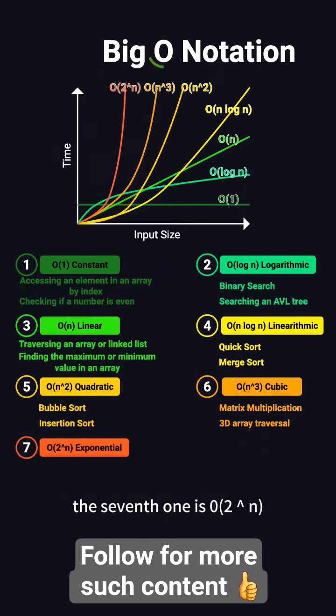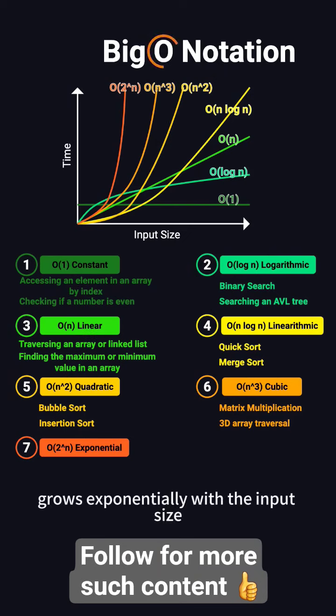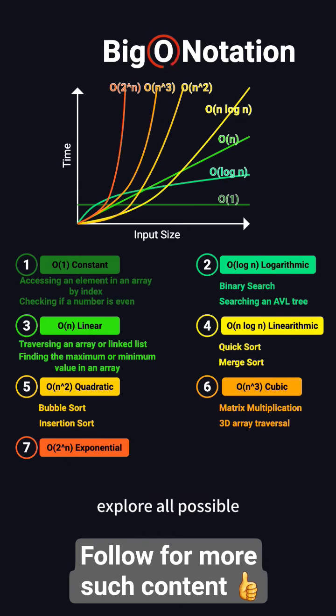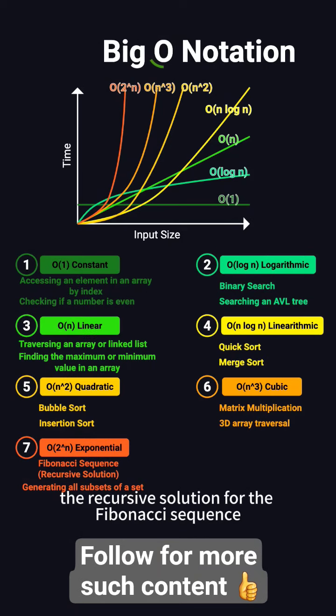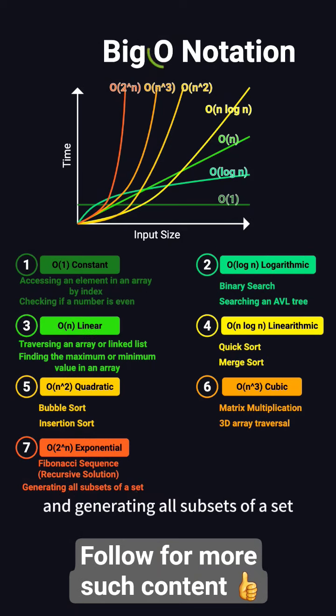The seventh one is O(2^n), or exponential time complexity. This means the execution time grows exponentially with the input size. You'll often see this in algorithms that need to explore all possible subsets or combinations. Examples include the recursive solution for the Fibonacci sequence and generating all subsets of a set.